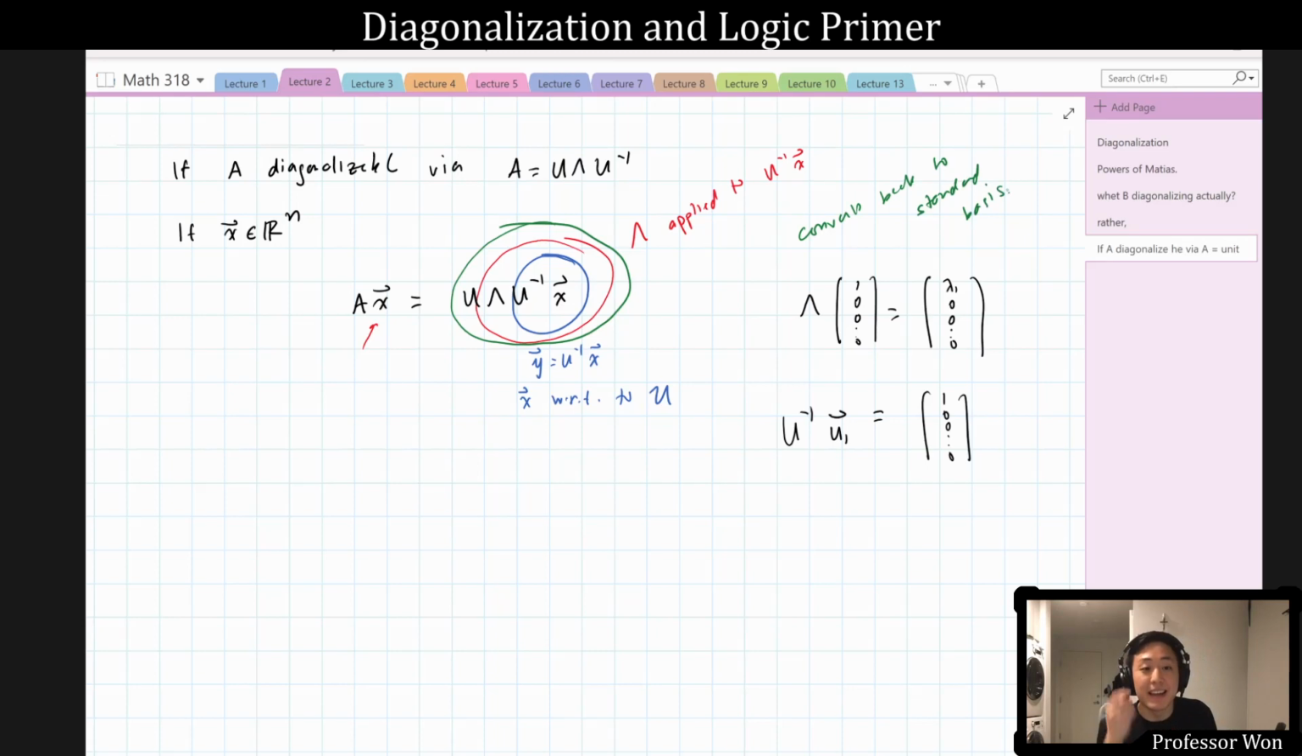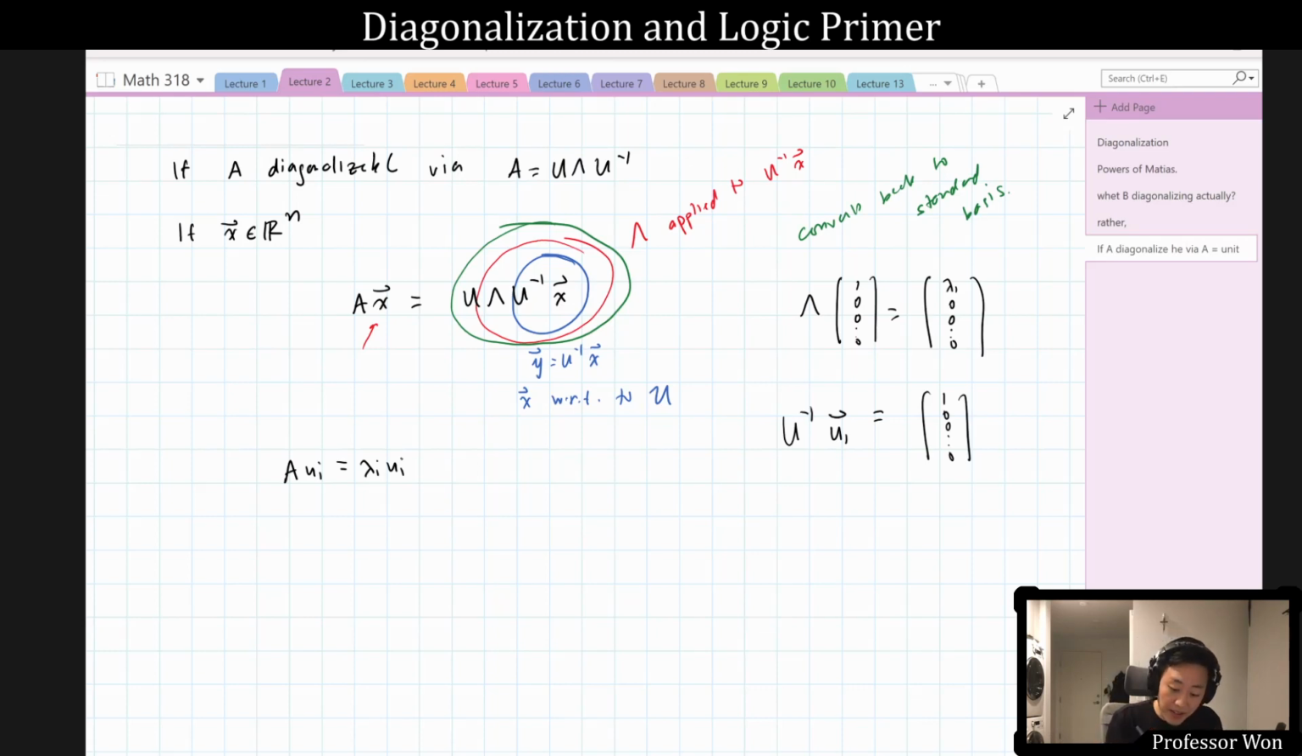So the point is that A acts like a diagonal matrix on a very special basis. A times ui is equal to lambda i times ui. So if you let u1 be a basis vector, then u1 is just the vector 1, 0, 0, 0, and what A does to it is it just scales it by lambda 1.